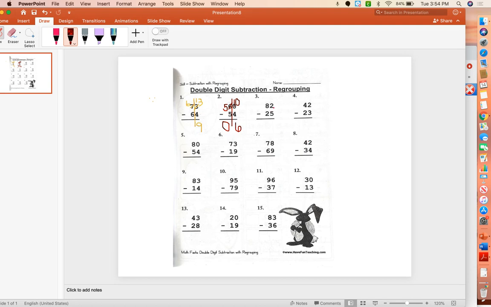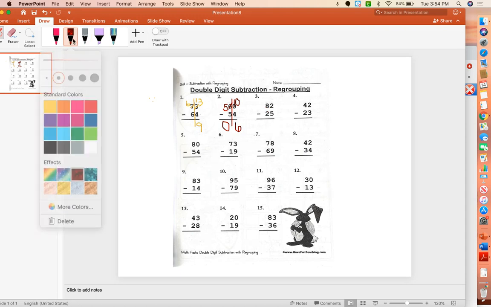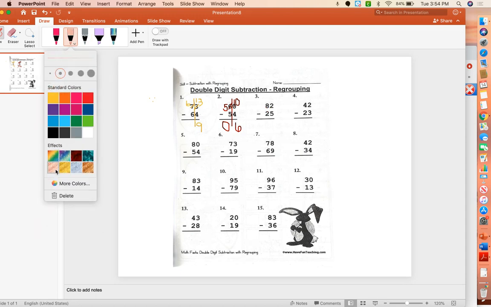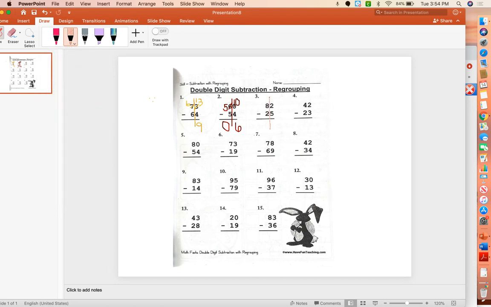Let's look at number 3. Number 3 says 82 minus 25. So 82 minus 25, if I slice it down between the tens place and the ones place, can I take, if I had 2 pizzas, could I take 5 pizzas away from those 2 pizzas? Unfortunately, no, I can't. So I have to go over to the tens place and borrow from the tens place.